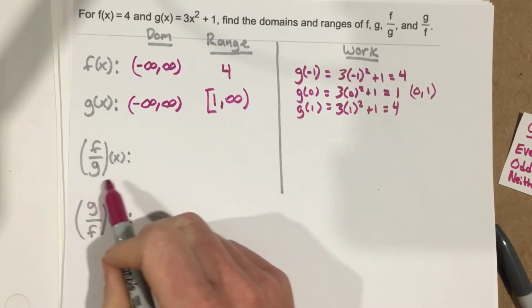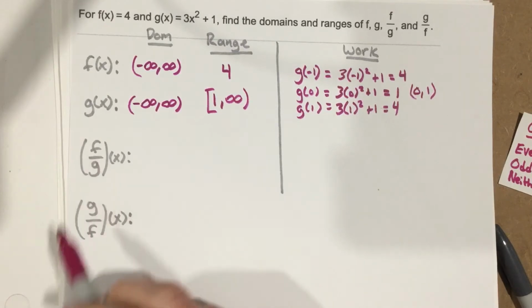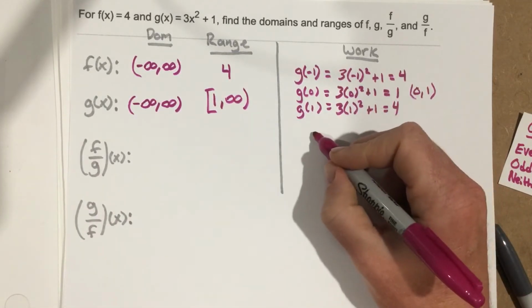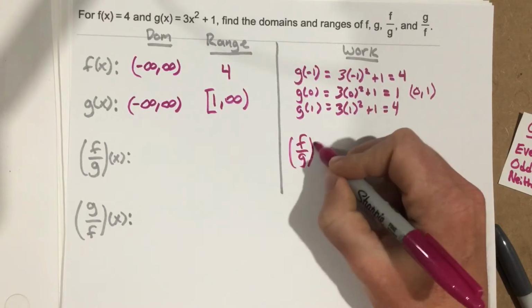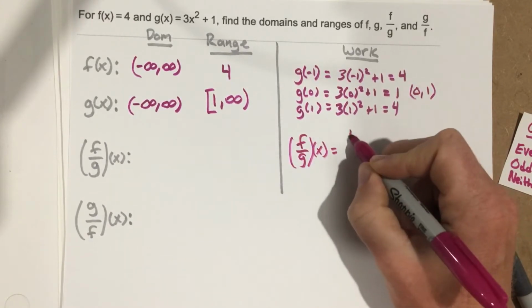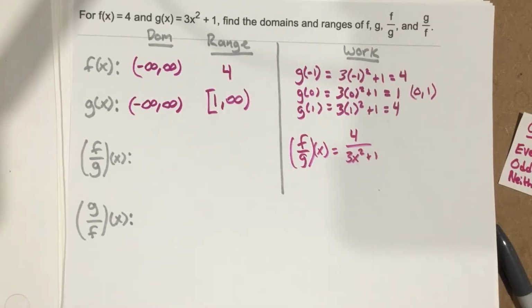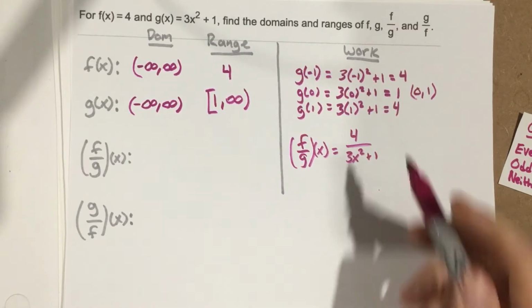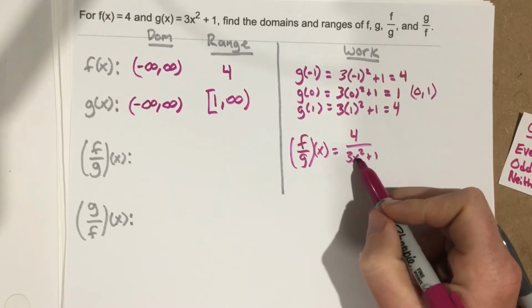Now they want you to do f divided by g of x. So to do f over g of x, we're going to write this as 4 over 3x squared plus 1. So what can we have for a domain? Well, our domain is going to be the exact same thing, because we're still just plugging in whatever. We can plug in any number in here.